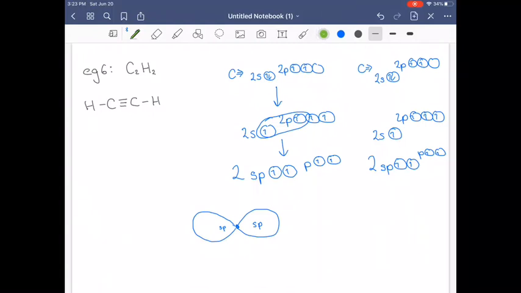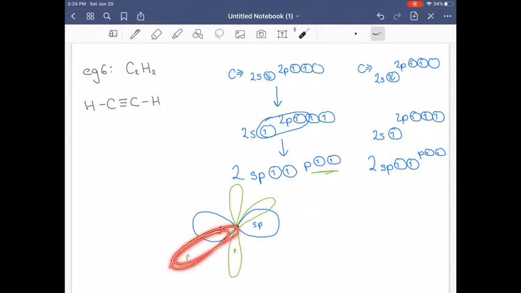Then we have the p orbitals, and there's actually 2 of them. We'll have this one right here. That's a p orbital. Now we're going to draw another one. This is where knowing how to draw 3D is very important. I'm going to draw it like this. It's almost like this is coming out at you, and this is going behind my whiteboard. Okay, and I'm going to draw another one.